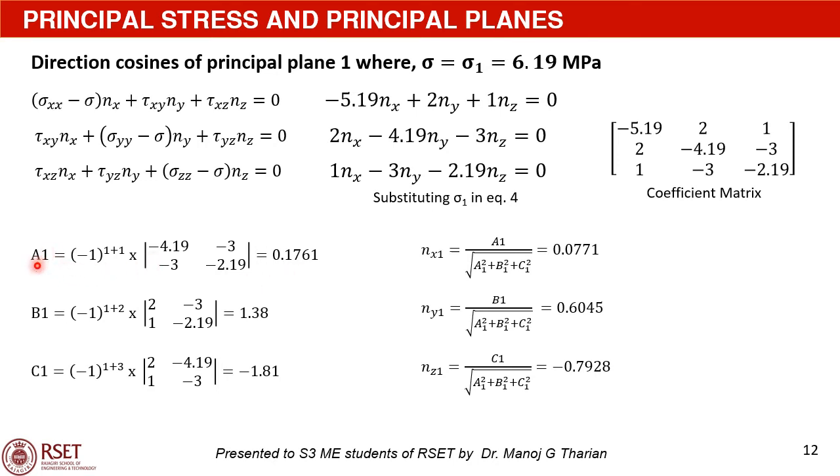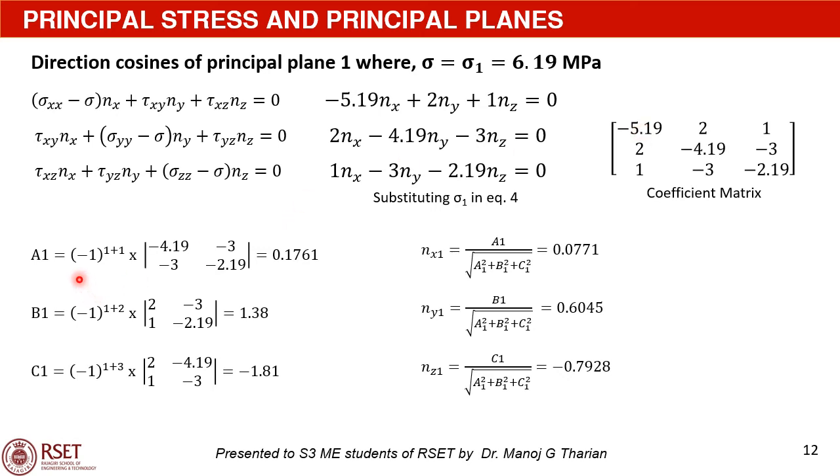The general formula for the cofactor of an element is minus 1 whole raised to i plus j, where i is the row number of the element, j is the column number of the element, multiplied by the minor of that particular element. The minor of, say for example, this particular element is obtained by removing the row and column containing that element. That is, the four remaining elements represent the minor of this element.